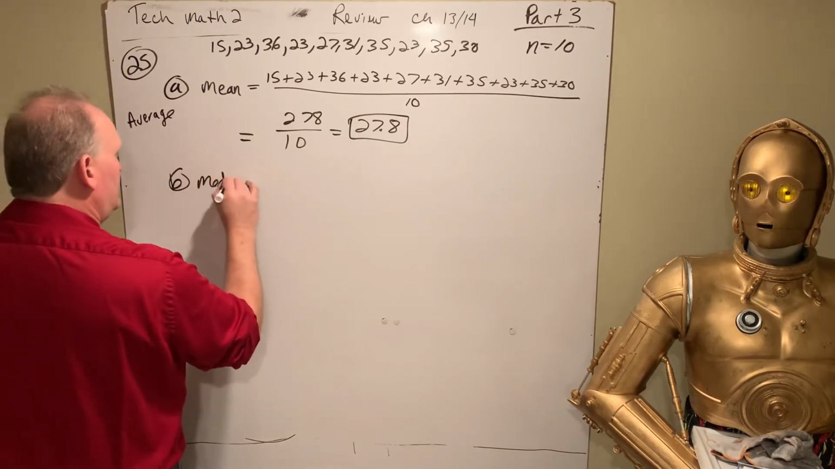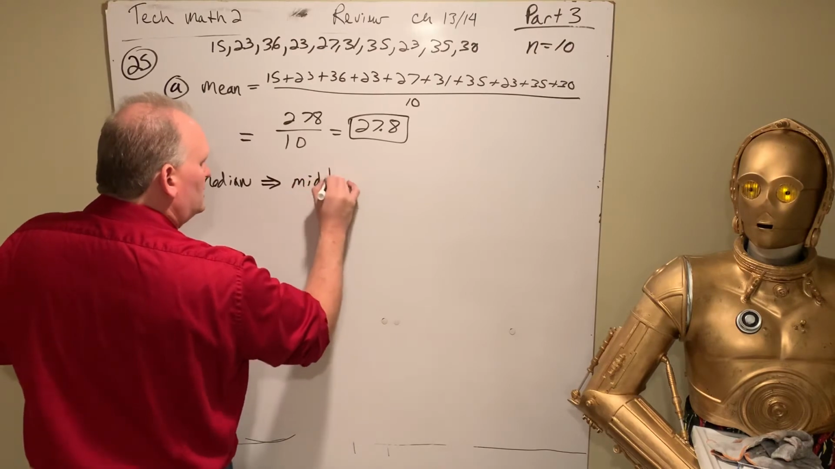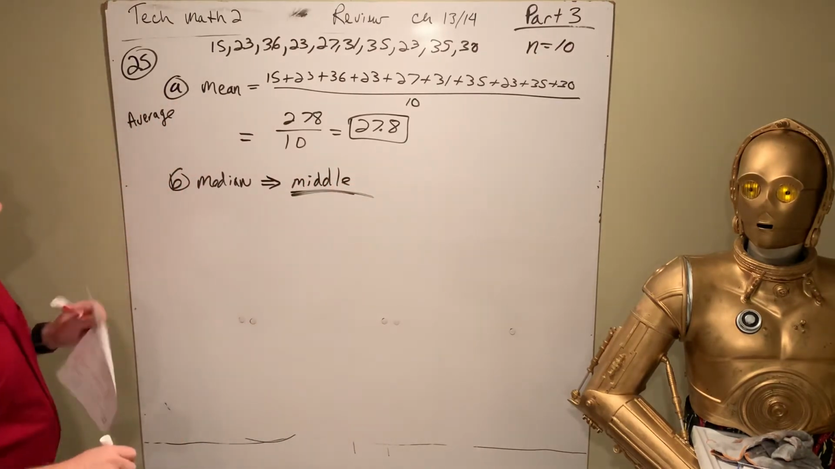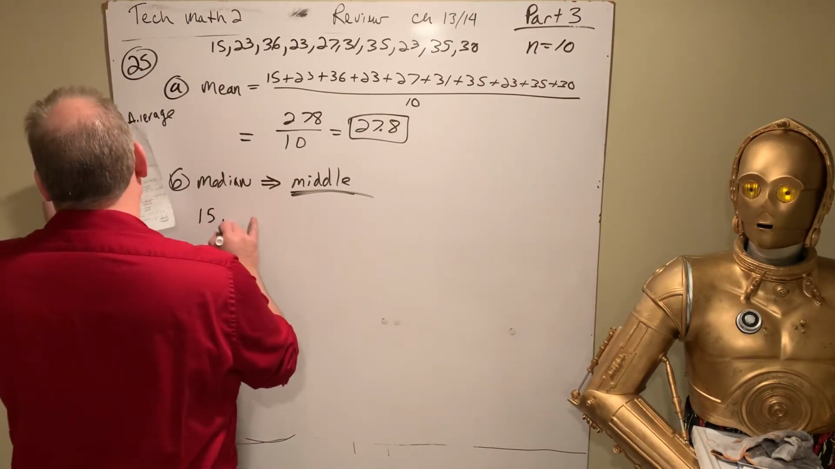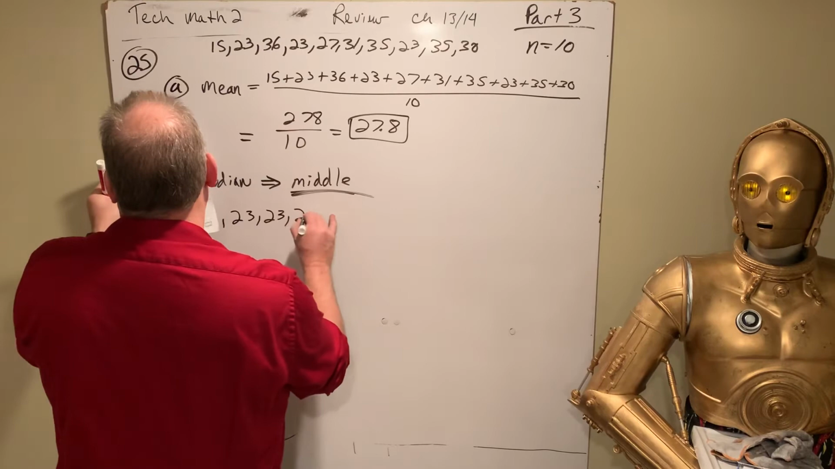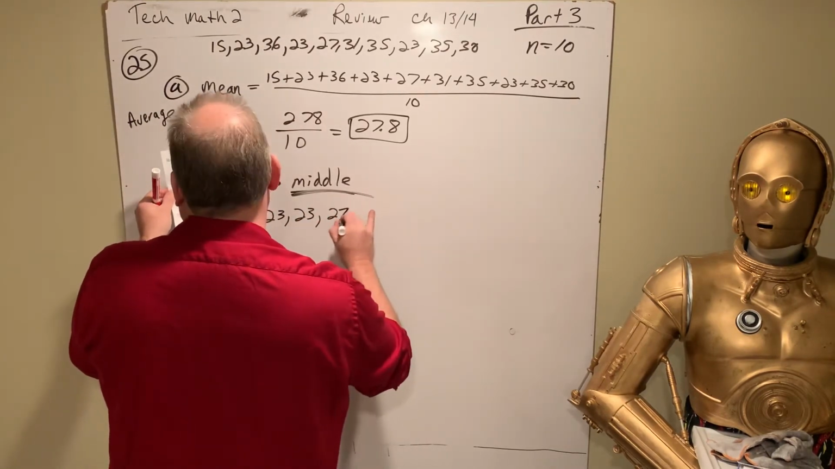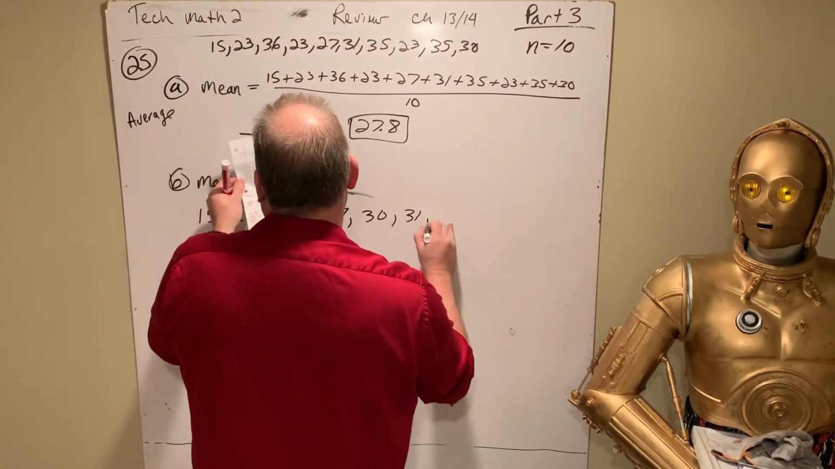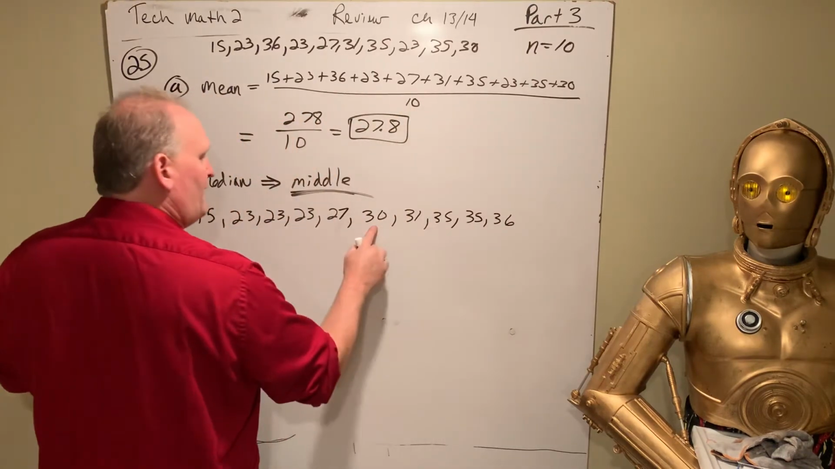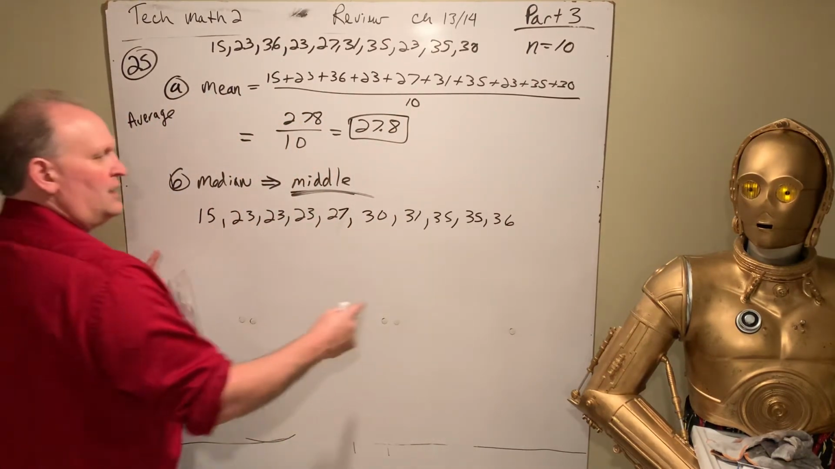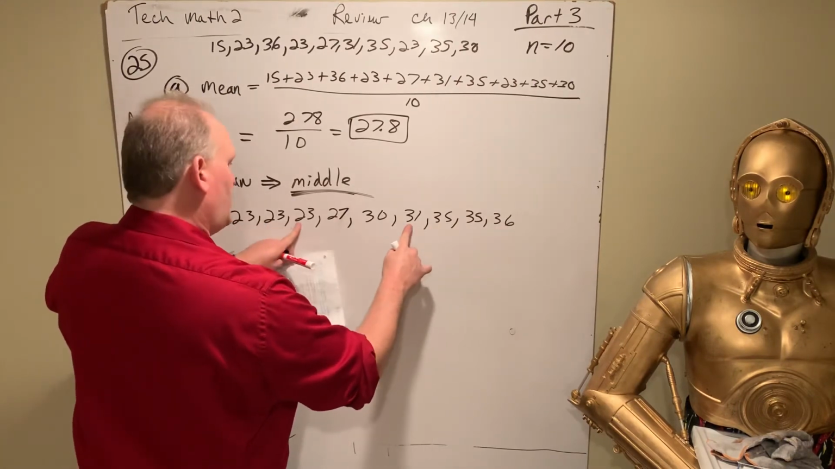The median is the one that's exactly in the middle. So in order to find the middle, we have to first put these in order. See, they're all gobbly-gooped up. So we've got to go 15, 23, 23, 23, 25, 25, 27, 30, 31, 35, 35, 36. So now 1, 2, 3, 4, 5, 6, 7, 8, 9, 10. They're in order. So if we count to the middle, 1, 2, 3, 4, 5.